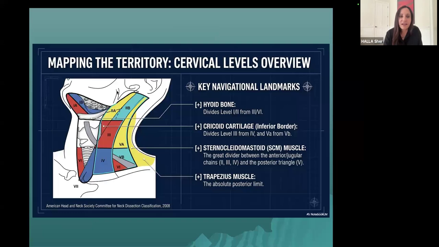And this is a picture illustrating the 6 levels of the neck. So you see level 1 here, 2 here, 3, 4, and then 5 is the posterior triangle. Levels 1, 2, and 5 are further subdivided into A and B categories. And the key anatomic structures that distinguish these levels are the hyoid bone, the inferior margin of the cricoid cartilage, the posterior border of the sternocleidomastoid muscle, and the anterior border of the trapezius muscle.